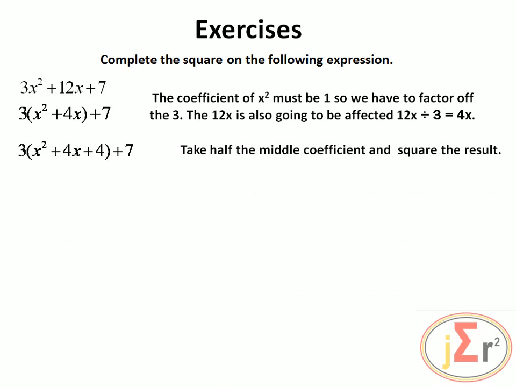Then, as usual, we take half of the middle coefficient. The middle coefficient right there is a positive 4. When we take half of 4, we get 2. When we square that, we get 4. So we take half of the middle coefficient and square it. Remember that earlier on, 2b is what we have right there. So the 4 is equal to 2b. So to get b squared, we first take half so that we can get b, and then we square. So that's what we have.